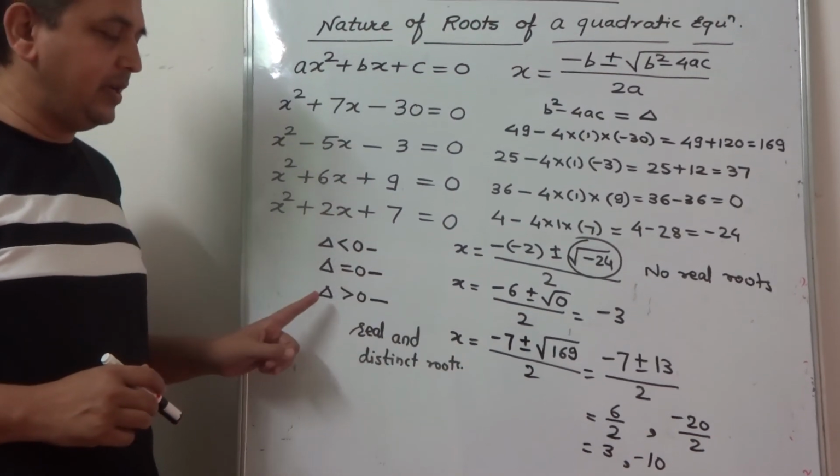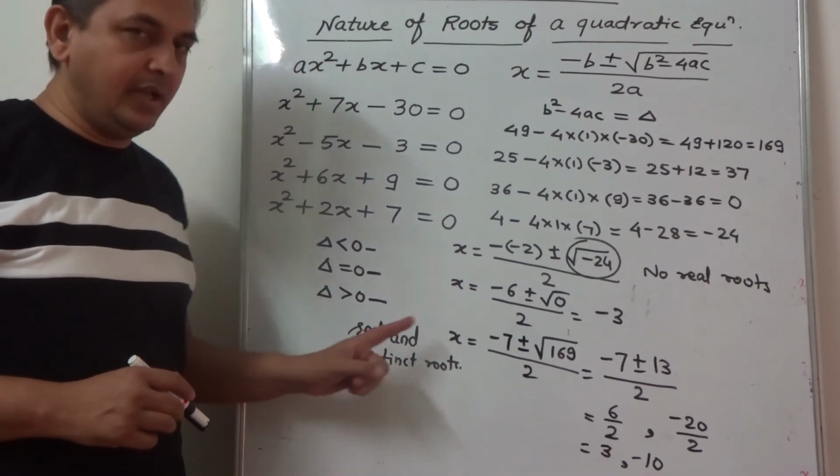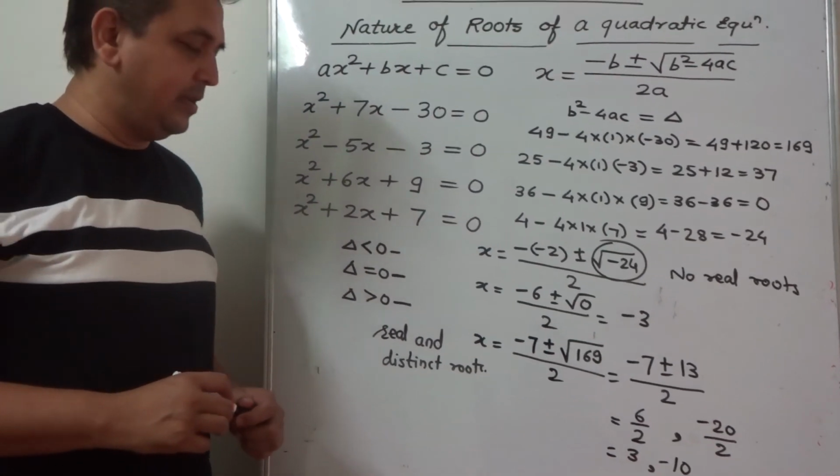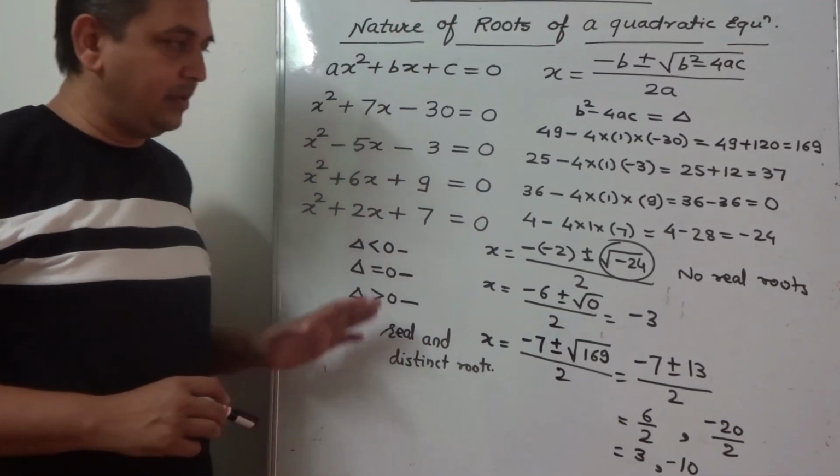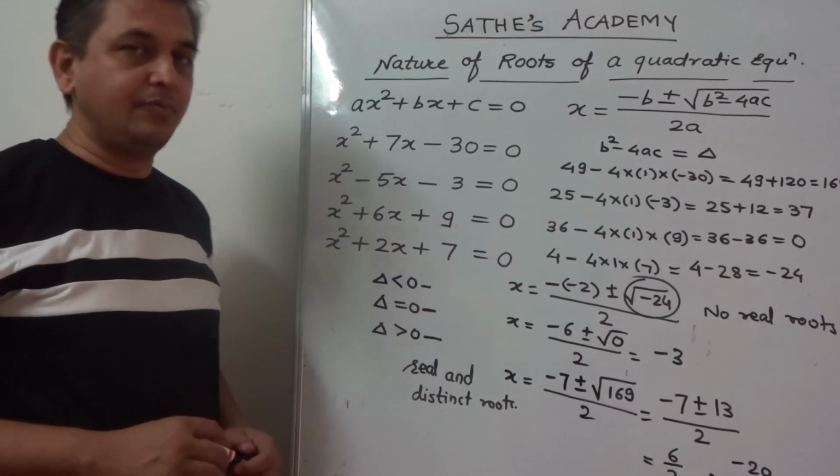So three important cases: if delta less than 0, no real roots; delta equal to 0, real and equal roots; and delta greater than 0, real and distinct roots. So students, I hope you must have understood this concept of nature of roots.